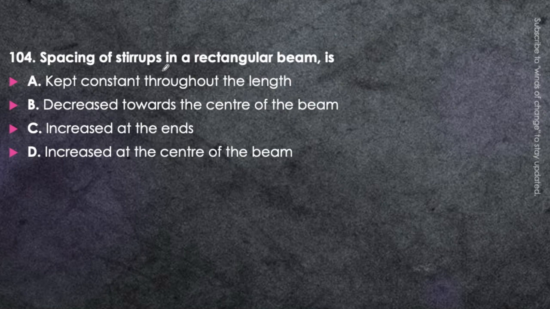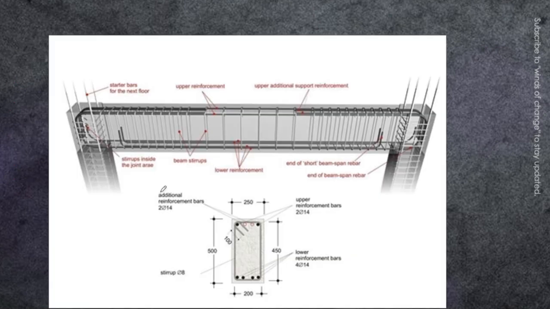The stirrups will be required more near the ends, and the minimum will be required at the center. So the spacing will be increased at the center of the beam. That is option D will be correct. The spacing will look like this at the center: spacing of the stirrups will be very high, and near the support the spacing will be very low.